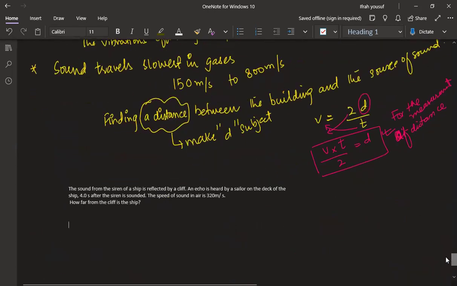Alright. After that, we are going to apply the formula that we have learned. Vt upon 2 equals distance. This formula is used to find out the distance when there is an echo. In the case of echo, we use the formula V equals 2d upon t. Now, if the question asks you to find the distance, then we can make d the subject. You multiply t by v and divide by 2. So this is how you are going to do it.